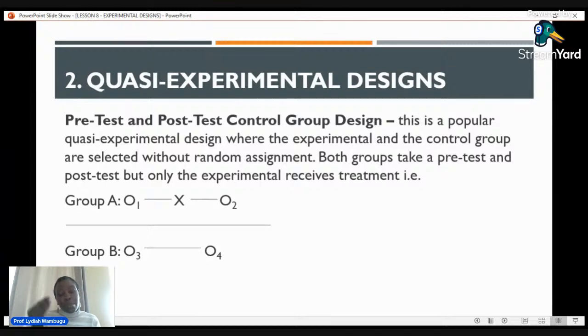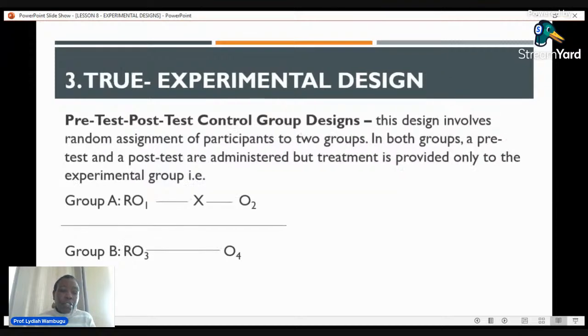And then once you do the pre-test, group A is given an intervention, that is the X. You give them an intervention, and then group B, you don't give them. You give them a placebo, something that is similar to the X. But remember, nobody should know that they are either in the experimental or in the control group. Then after your time, you give them a post-test. That will be O2 and O4. And you compare the two to ascertain the changes that the intervention X brought.